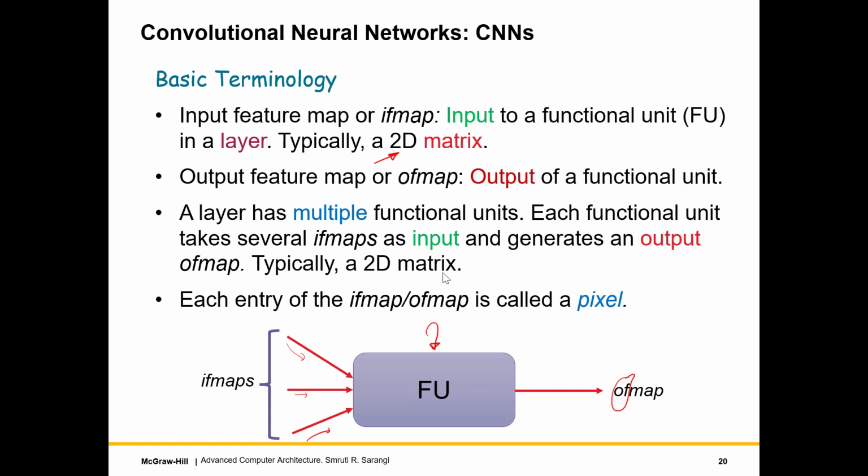Furthermore, a layer has multiple functional units. So as I said, a single linear layer or nonlinear layer, whatever it may be, will have multiple functional units. Each functional unit will take several IF maps as input, as you are able to see over here, and generate an output OF map, which will again be something similar, in the sense that if we are having 1D vectors, the output will be a 1D vector. If they are 2D matrices, the output will be a 2D matrix. Because this primarily came out of the imaging subfield, each entry of the IF map or OF map is called a pixel.